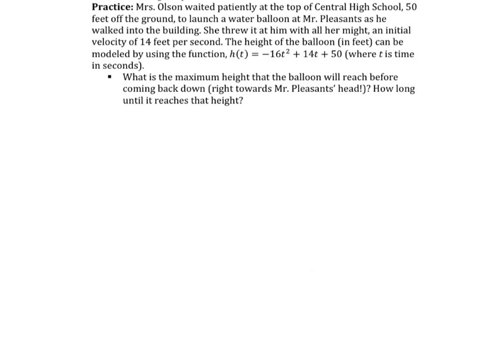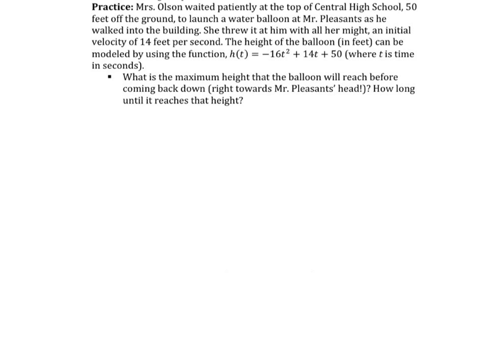Alright, so we have, this problem says, Mrs. Olson waited patiently at the top of Central High School, 50 feet off the ground, to launch a water balloon at Mr. Pleasance as he walked into the building. She threw it at him with all her might, an initial velocity of 14 feet per second. The height of the balloon in feet can be modeled by the function h of t equals negative 16t squared plus 14t plus 50, where t is time in seconds.